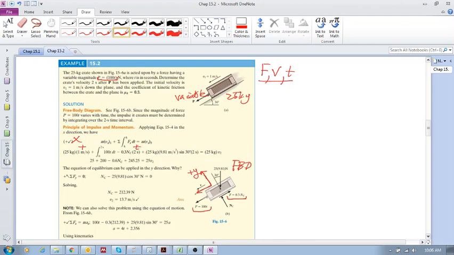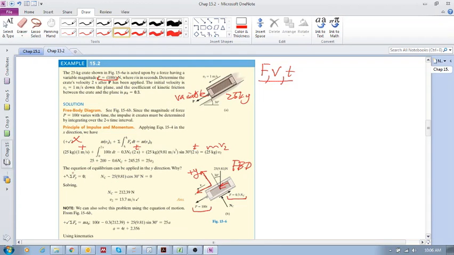What about weight? Yes, it's got a component in the x direction: 25 times 9.81 times sine of 30. There's the force there, and there's my time, times 2 seconds, equals mv2. Okay? So now we end up with this equation, and we've got 2 unknowns.